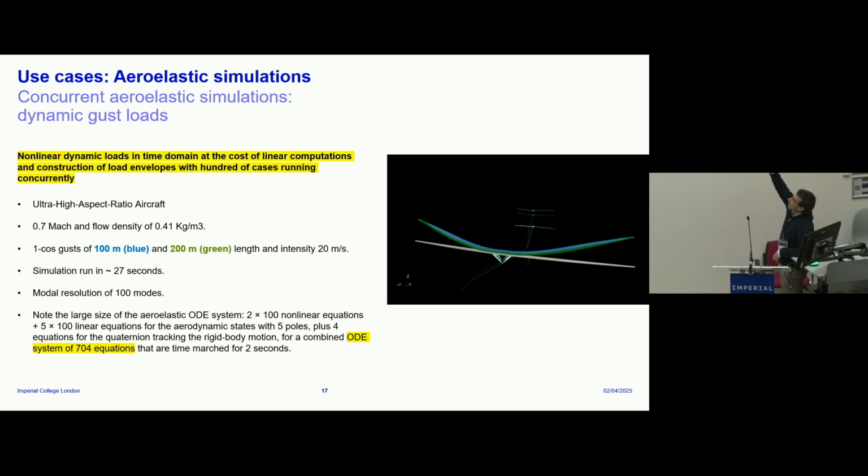Okay, those are two gusts. Usually in the certification process, you have hundreds of gusts that you need to check because you don't know where the maximum is going to be. So here is where the parallelization comes in. Now this simulation for one of these gusts runs in around 27 seconds. That's a very big system. As I'm mentioning here, it is an ODE, the final system that you solve with 700 equations, 200 of them nonlinear. So it's running very fast, but now we want to run hundreds of these cases.